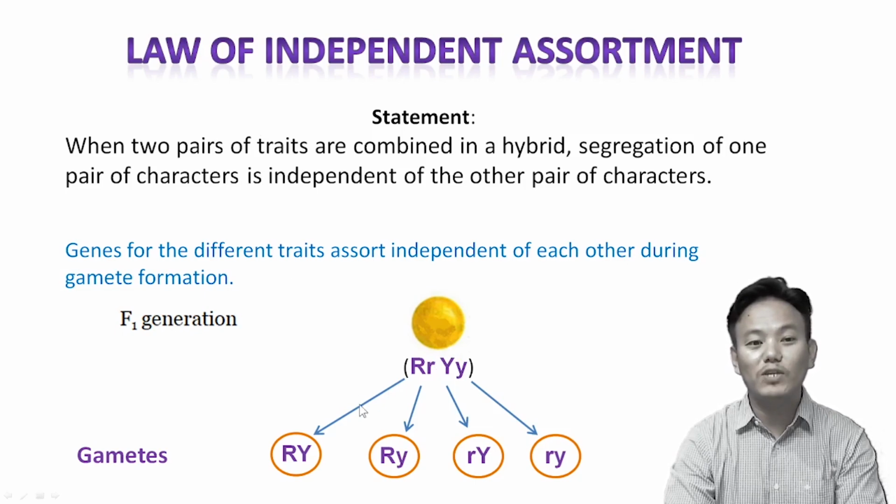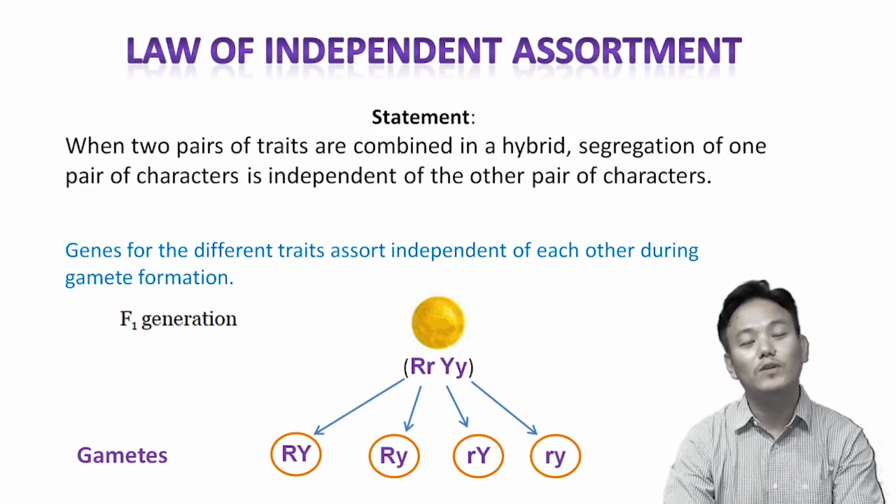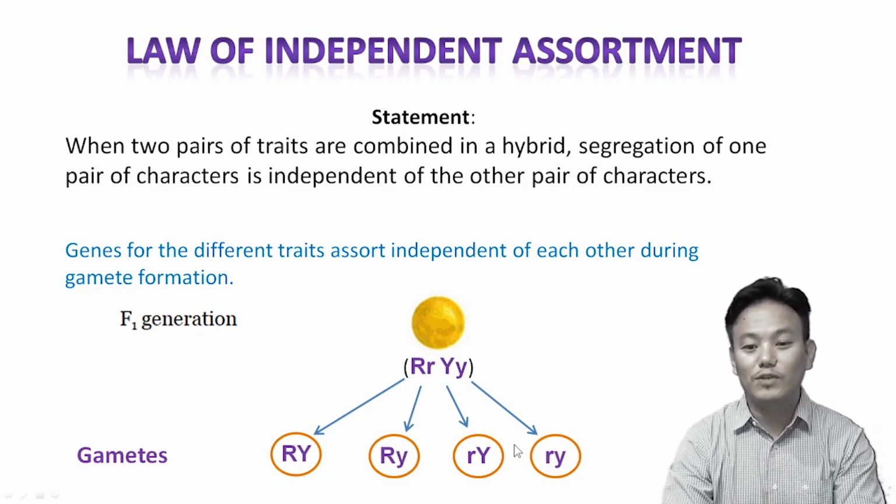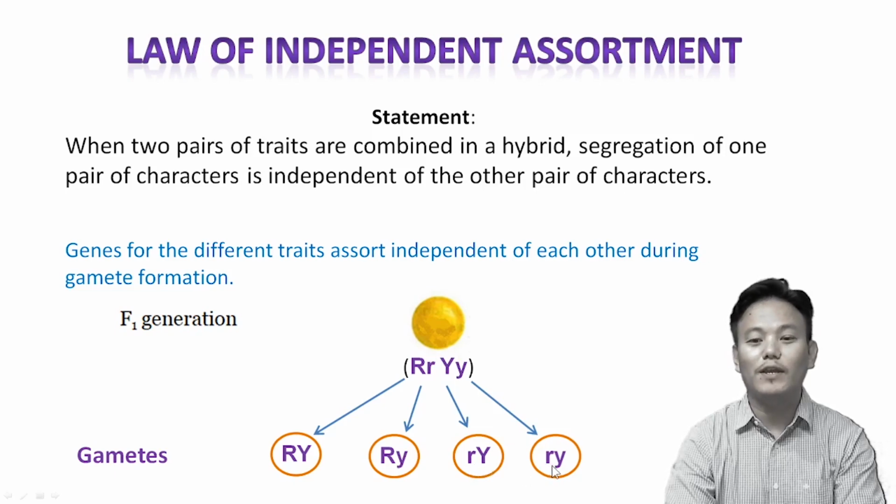So during gamete formation, what happens? The alleles or the genes for the different traits segregate, and while segregating, they assort independent of each other during gamete formation. I have given you the diagram. This is the same diagram that we have seen before. In this one, you can see that the genes are assorting independently. This capital R can go along with capital Y. The same capital R can also go along with small y. This small r can go along with the capital Y, and this small r can also come along with small y. So this is what the law of independent assortment states.